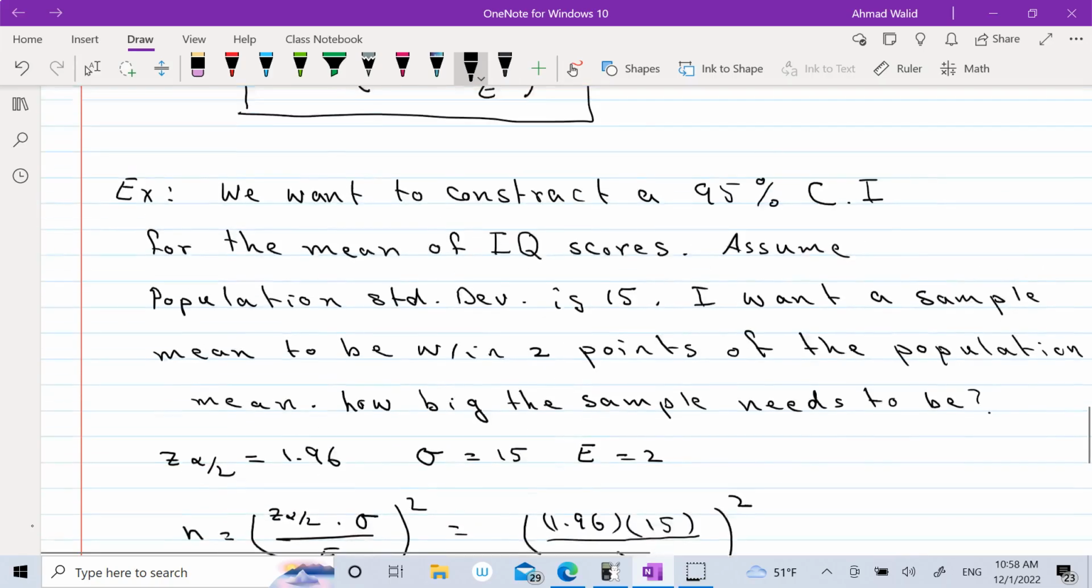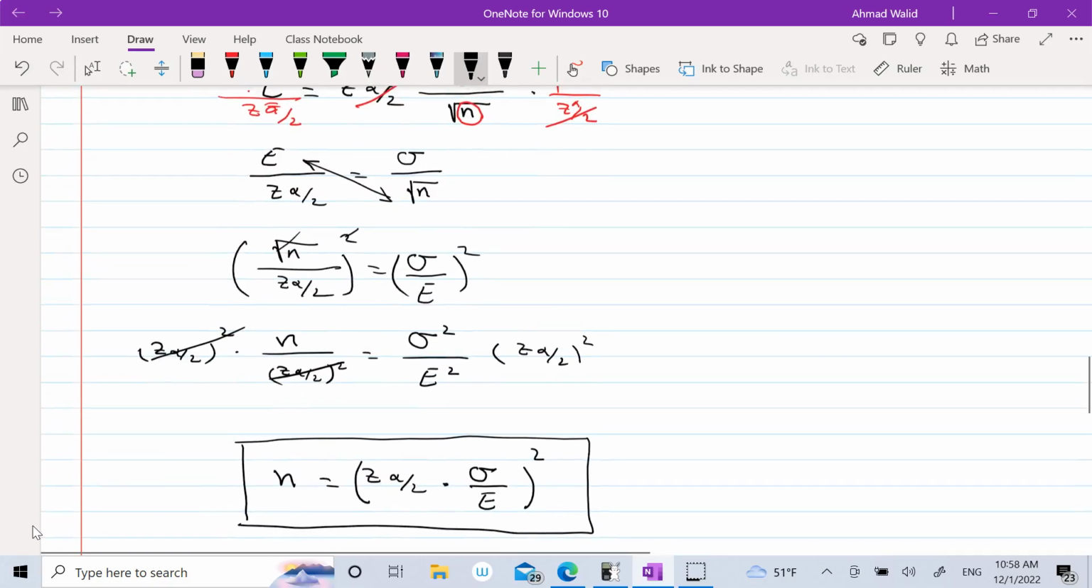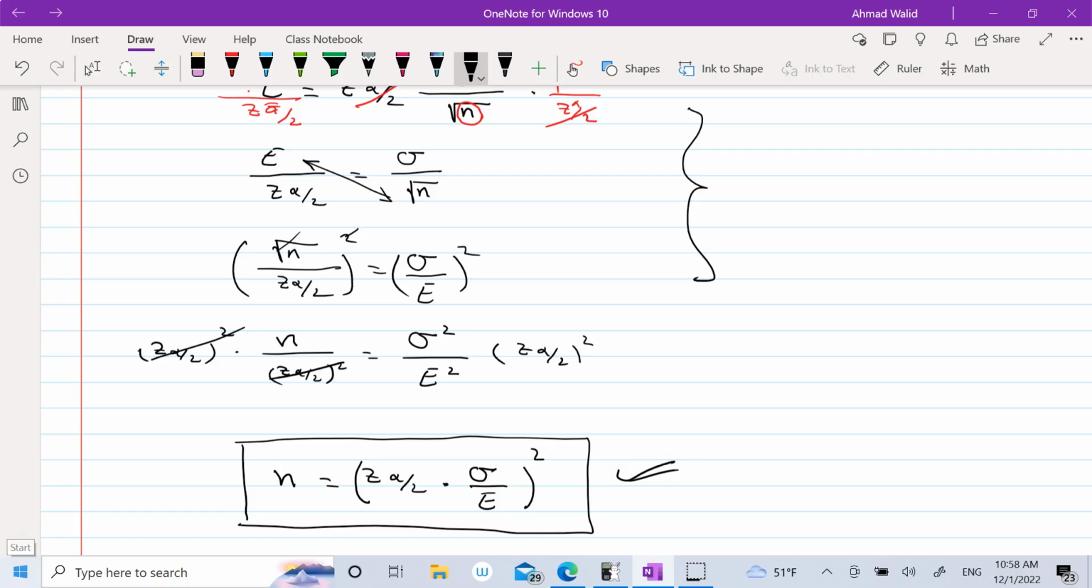Very easy formula. You don't need to do this algebra that I did for you. Only memorize this, how to find the sample size if sigma and E are given to you. That will be all about section 7.3. There is nothing more to explain for 7.3. I'll stop the lecture here and see you all in section 7.4.